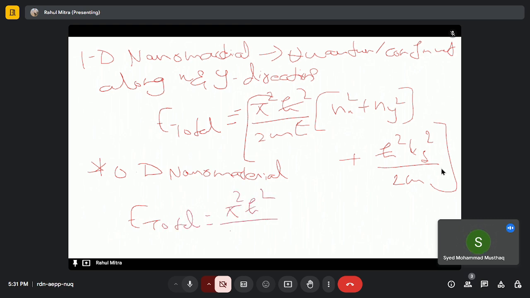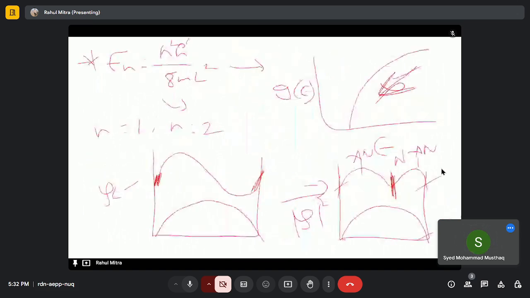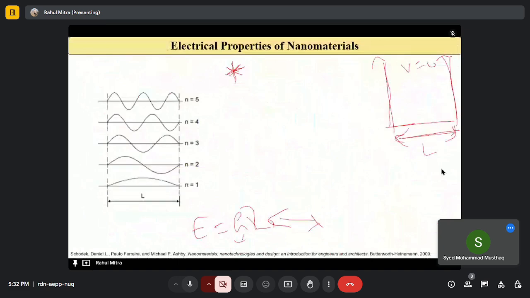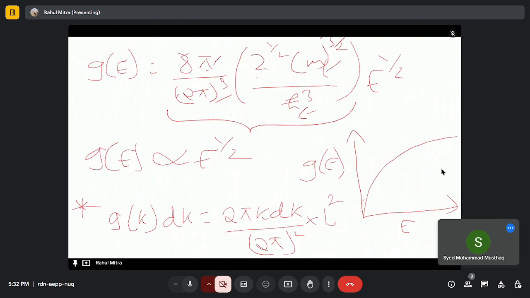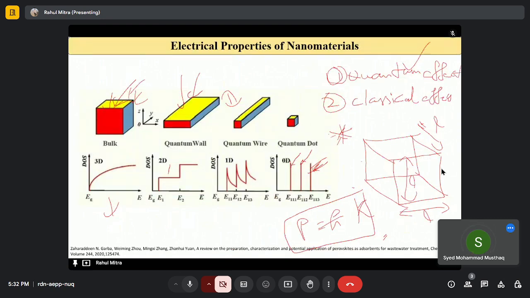And if I represent the zero-dimensional nanomaterial, it is pi square h cut square by 2 m L square times nx square plus ny square plus nz square. And there is a discretization in all three directions, on all three dimensions. Because of that, we have the discretization of energies, and because of this we have the discretization for the zero-dimensional nanoparticles. The electrons have to jump from one energy level to another energy level.